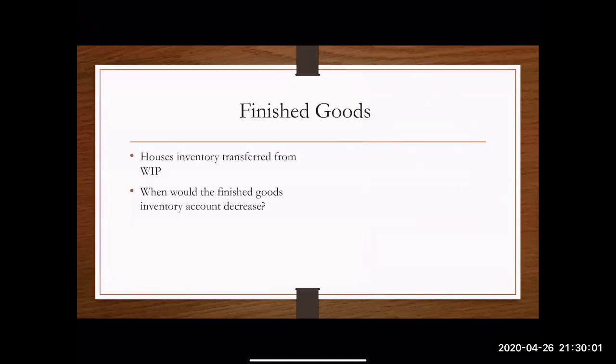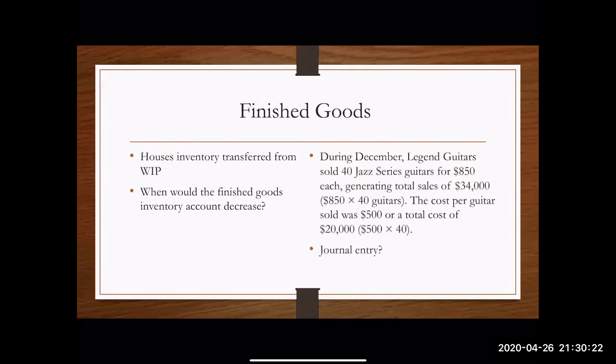All right, so let's talk about finished goods. The finished goods account houses inventory that was transferred from the work in process account. And so it says, when would the finished goods inventory account decrease? So when would our finished goods decrease? Hopefully you say when we sell it, right? As soon as we sell our finished goods, that's when that account decreases. We're selling our finished product.